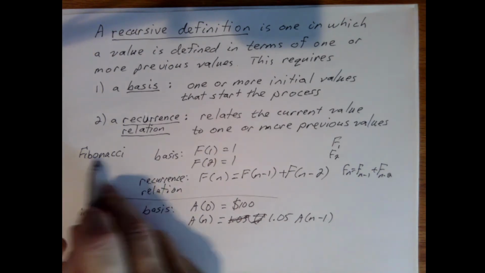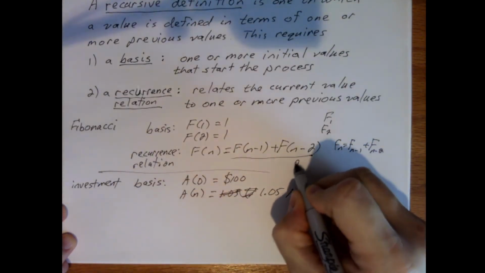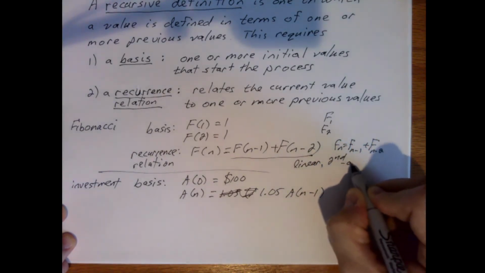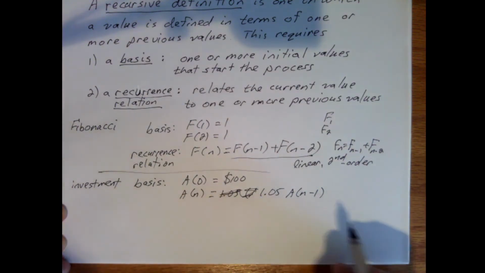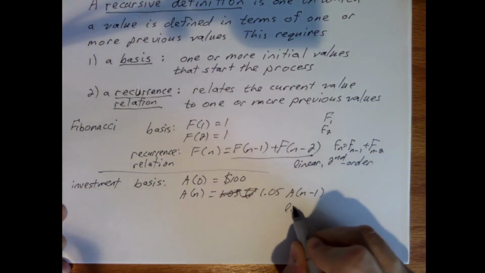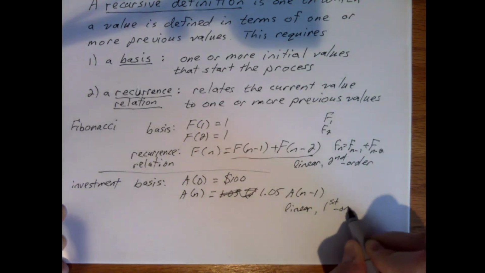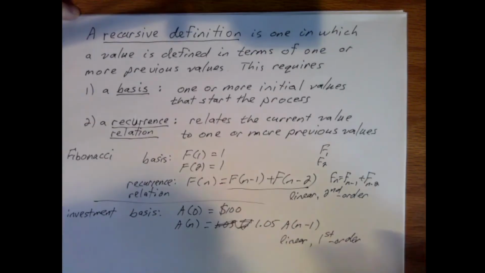So the Fibonacci, because it uses 2 values, is called a linear second order recurrence relationship. The investment problem is a linear first order recurrence relation. Do these definitions really work? Let's check a couple of values and see what happens.